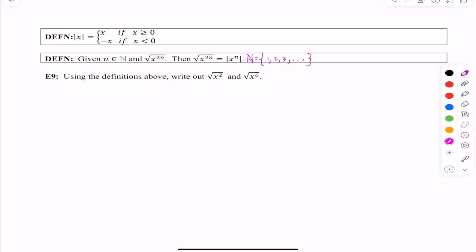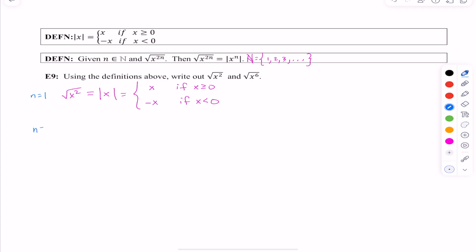Now, using the definitions above, we're going to go ahead and write out the square root of x squared. Notice this is for n equals 1. And for the square root of x squared, we're going to know it's the absolute value of x. This is going to be piecewise. Okay, it's x if x is greater than or equal to 0, and it's the opposite of x if your x values are negative.